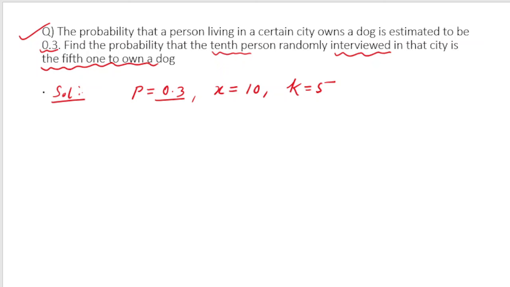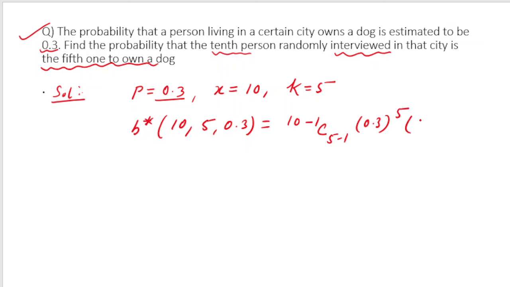And again, I hope you notice the difference, that geometric distribution is just a special case. So we have to calculate b star, the probability of 10 trials with 5 successes with the probability 0.3. So that is (x minus 1) choose (k minus 1), that is 10 minus 1 choose 5 minus 1, times the probability of success 0.3 to the power how much? We want 5 successes, so 0.3 to the power 5. What is the probability of failure? 1 minus 0.3, and to the power 10 minus 5, that is also equal to 5.